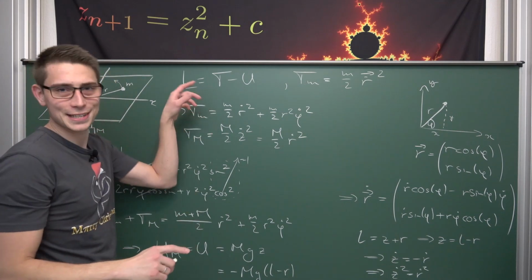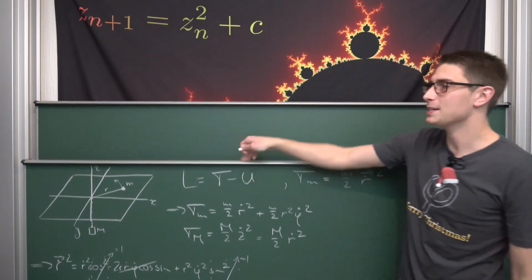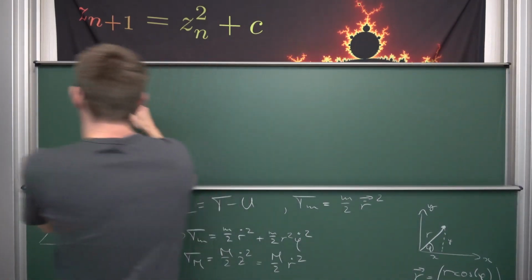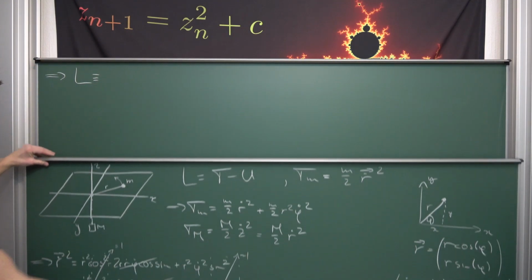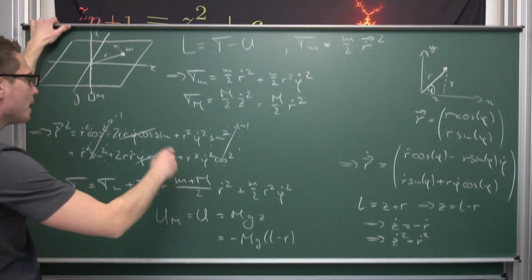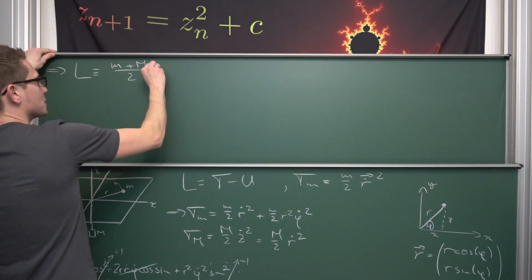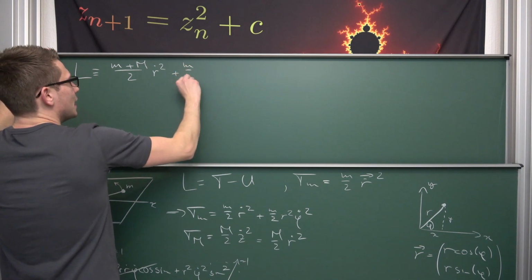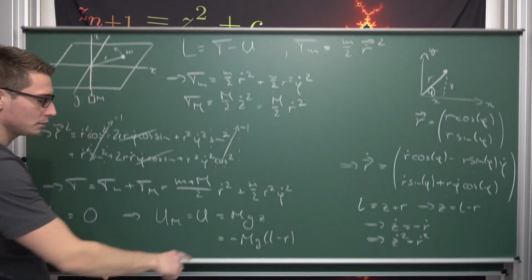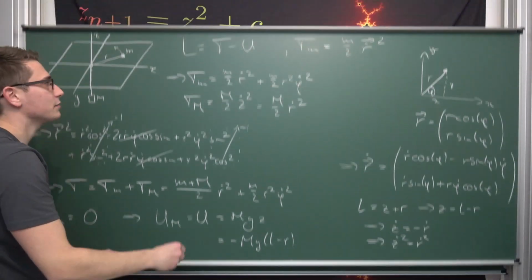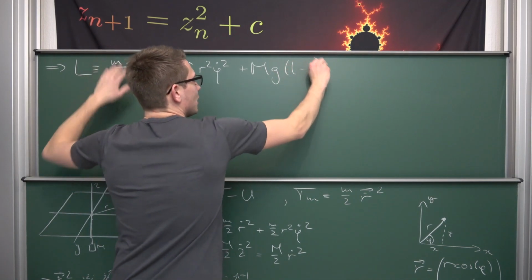Apply the Euler-Lagrange equations to the Lagrangian, because we are going to apply an operator to it. And then we are basically done with the equations of motion. Meaning overall, our Lagrangian is going to look as follows. Our Lagrangian is being defined in this system as nothing but the kinetic energy, meaning (m plus capital M) over 2 times r dot squared plus m over 2 r squared phi dot squared, and then negative our potential energy, negative and negative is positive, so plus capital M times g times (L minus r).